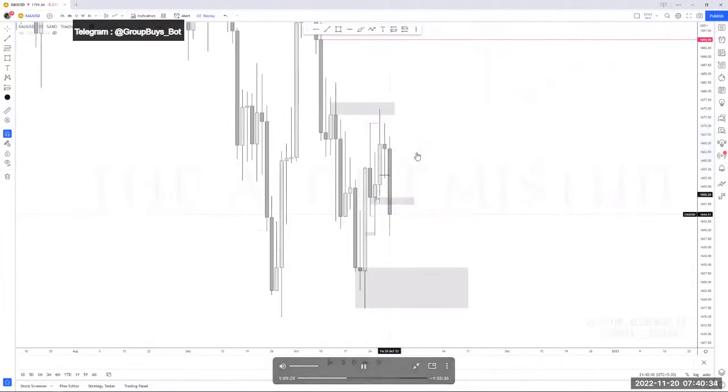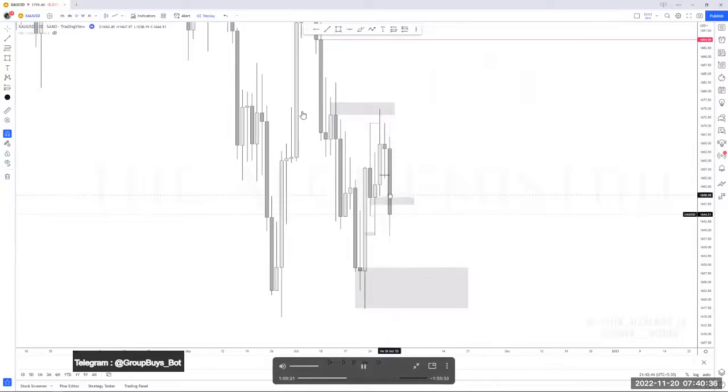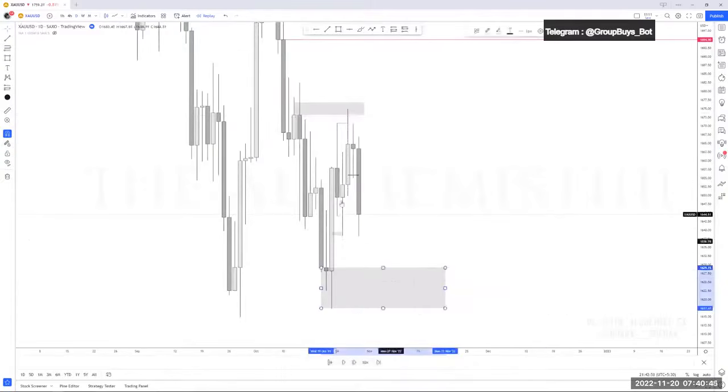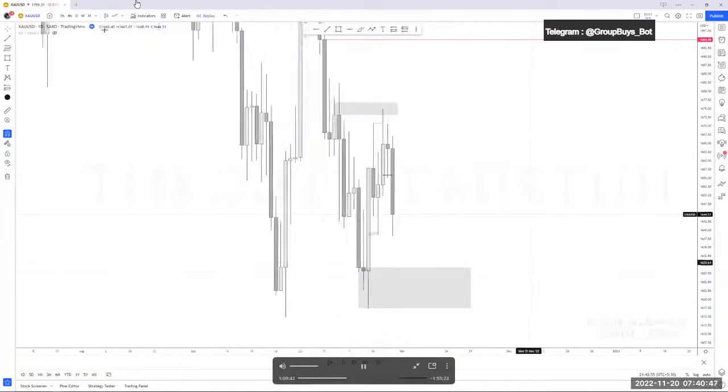Okay, but should we be worried about this zone? No, because it never closed above it. So for this sell, if you are holding runners, what is your next zone? Here. Never respected this. Okay, so let's wait.